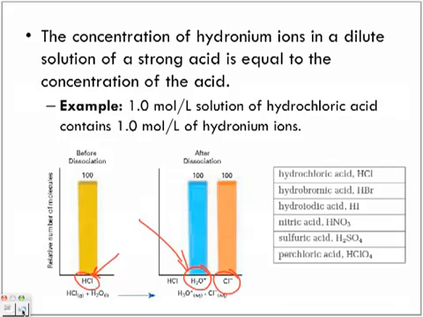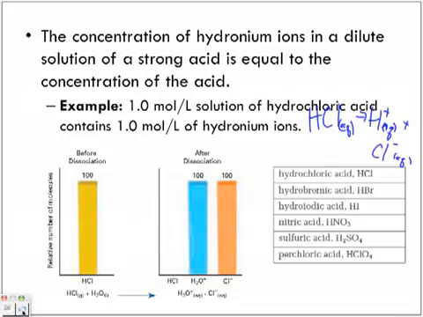Here I have an example on the side of some typical strong acids. We have hydrochloric acid, hydrobromic acid, hydroiodic acid, HI, nitric acid, sulfuric acid, and perchloric acid. These are common strong acids, and yes, you do need to know these. So memorize these strong acids.